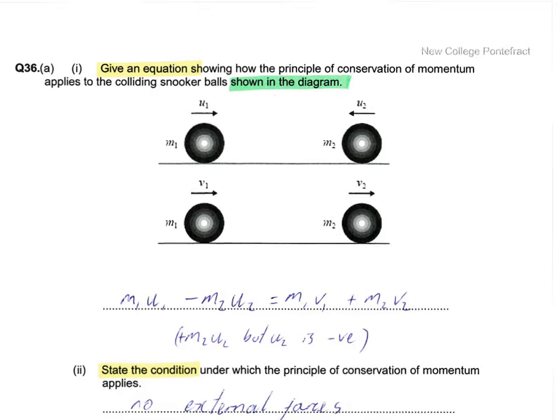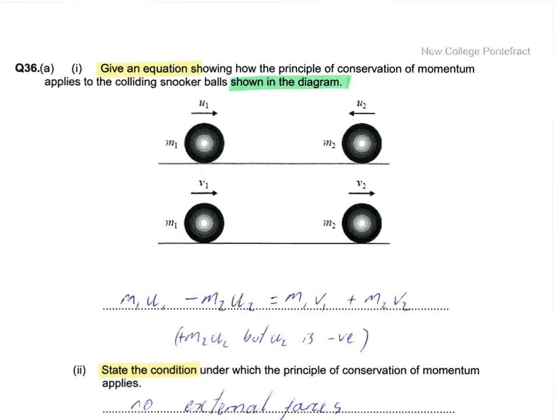So this is the Mechanics Homework Booklet question 36. We're asked to give an equation showing how the principle of conservation of momentum applies to colliding snooker balls, shown in this diagram. So we've got two balls travelling together, and then afterwards they're travelling off in the same direction. And what they wanted was simply M1 U1 take away M2 U2, because U2 is in the opposite direction, is equal to M1 V1 plus M2 V2.